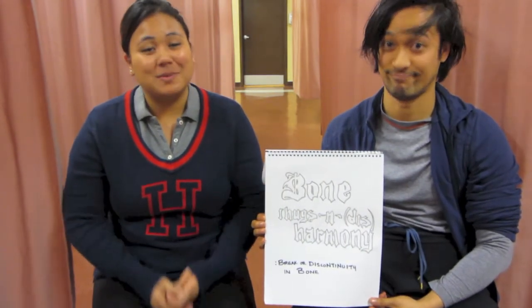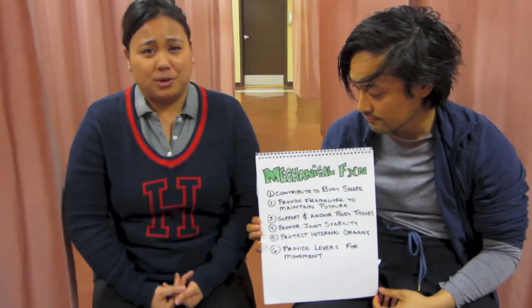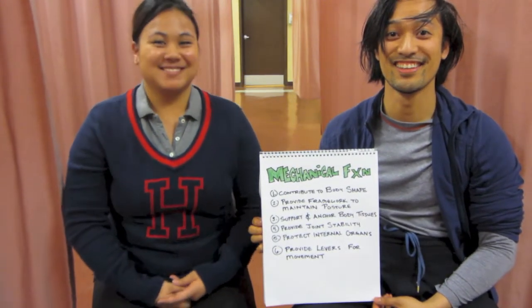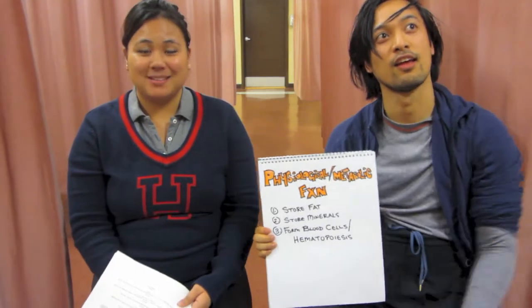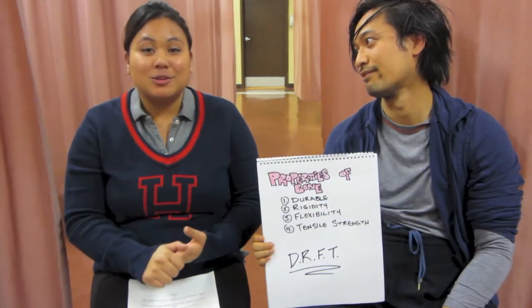Okay, so mechanically, they provide body shape, a strong and sturdy framework for posture, support and anchor body tissues, joint stability, protect internal organs, and provide levers for movement. So physiologically, bones store fat, form blood cells, or go through hematopoiesis. What are the main properties of bones? They're durable, have rigidity, flexibility, and tensile strength.